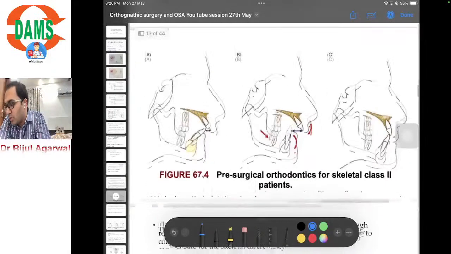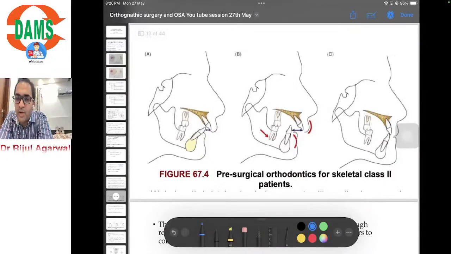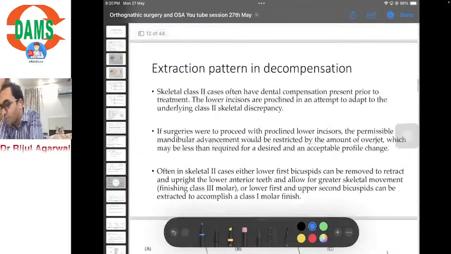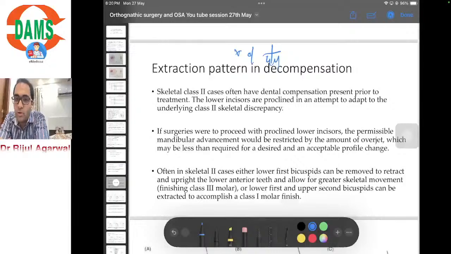यही चीज़ हम इधर diagrammatically represented है. What happens here is, the incisors are proclined. So first we tend to remove this compensation. So अगर proclined lower incisors है, what we need to do is retrocline these incisors. और retrocline करने के लिए हमें क्या चाहिए होगा? Space. And for that, space is created by extraction of lower premolars, lower first premolar extraction.